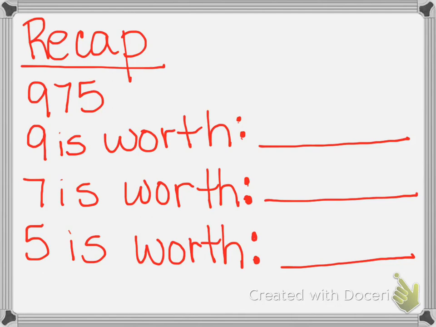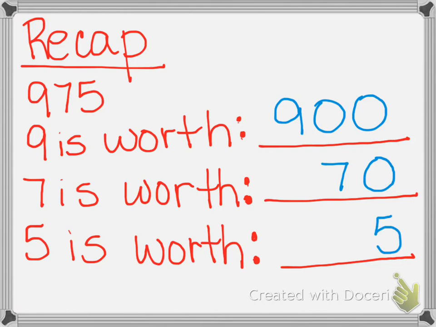So let's recap a little bit. I'm still going to kind of use expanded notation with this, and you'll see what I'm talking about in a second. We're just not going to have the equation part. So if we look at the number 975, the 9 is worth how much? 900. The 7 is worth 70, and the 5 would be worth 5. So we fill those in. That is what we would write for that problem if that were given to us to complete.